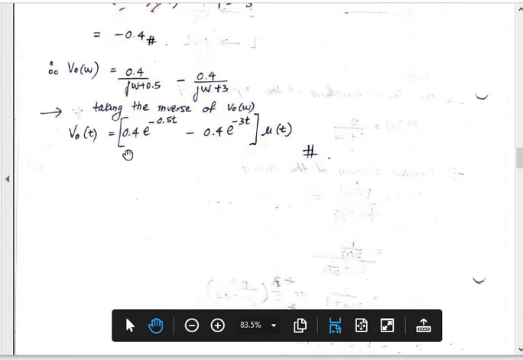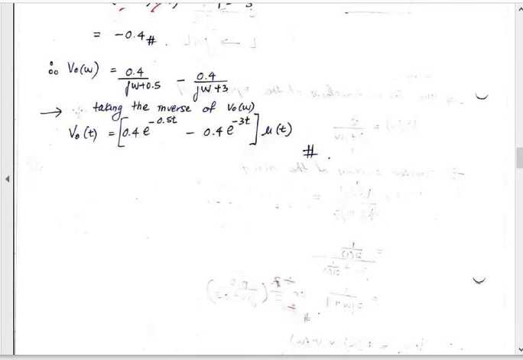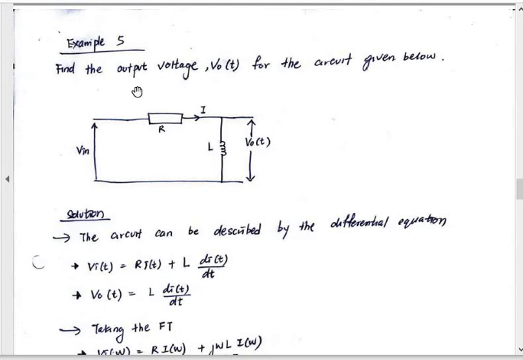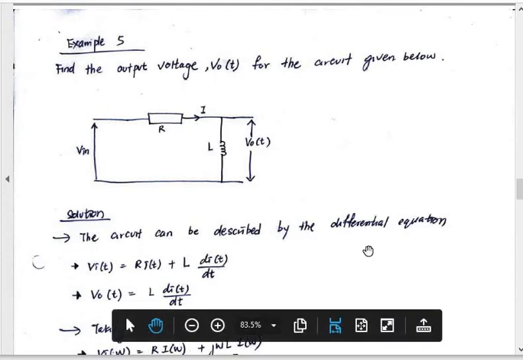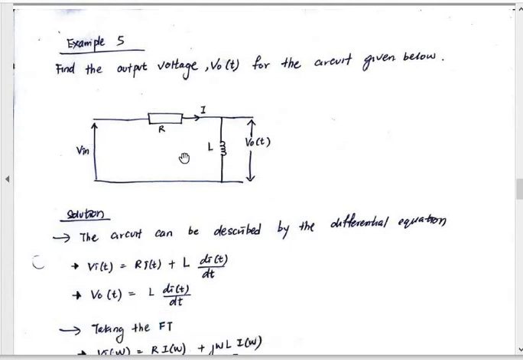Okay, class, that's how I solve the application, the circuit analysis. Here I share with you another example of circuit analysis. Find the output voltage for the circuit given below. You have the V in here and the V out here. V out is the voltage across the inductor, and you have the resistor R. So the circuit can be described by the differential equation: V in(t) equal to R i(t) plus L di(t) over dt. So this is for the V in. And the V out is L di(t) over dt.